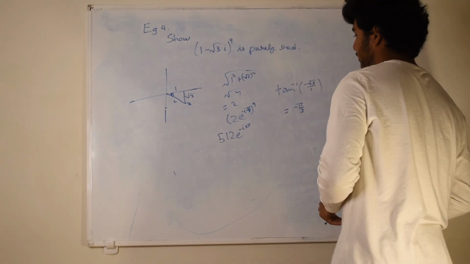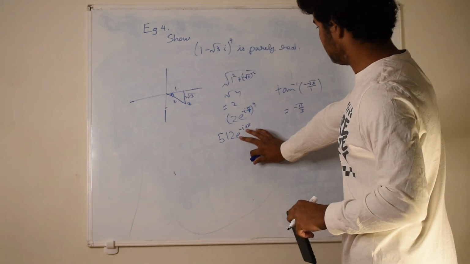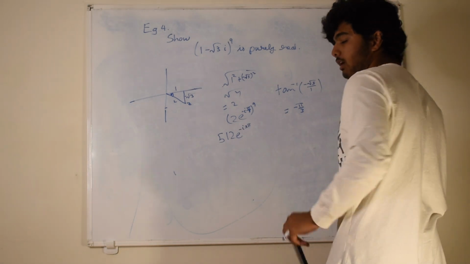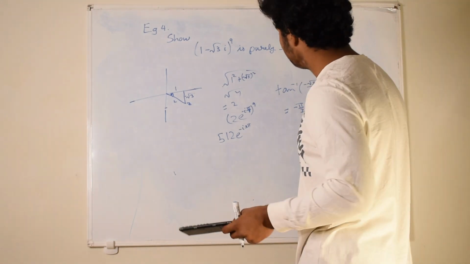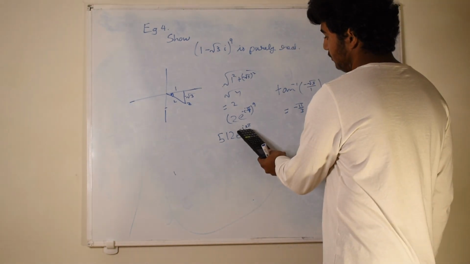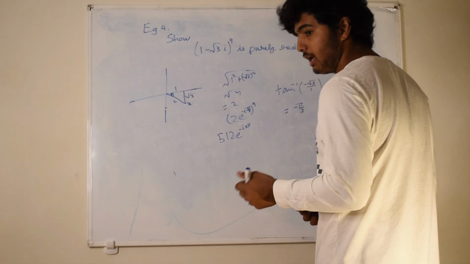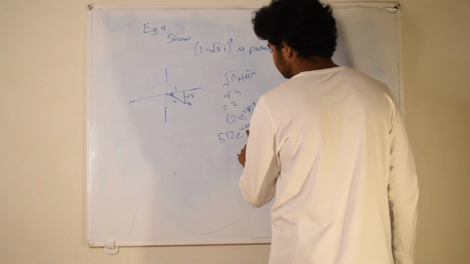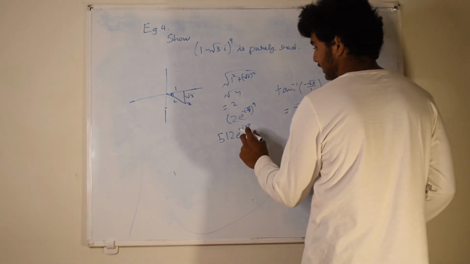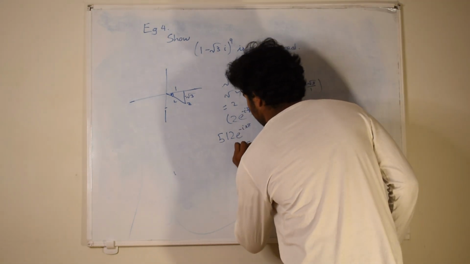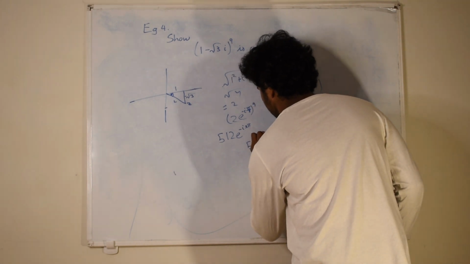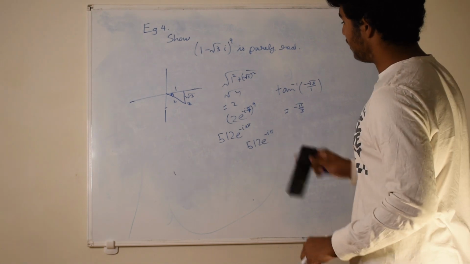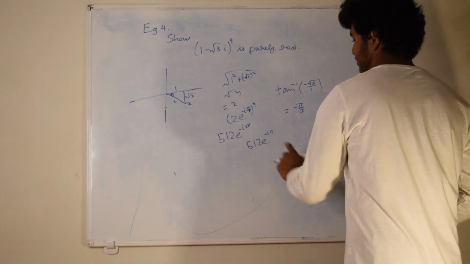This is what I was talking about in the earlier videos, where this is out of the principal argument. It's negative 3 pi, right? We add 2 pi to that. So we get negative pi. So theta is then negative pi. So 512 e to the negative I pi. What is the answer to this?